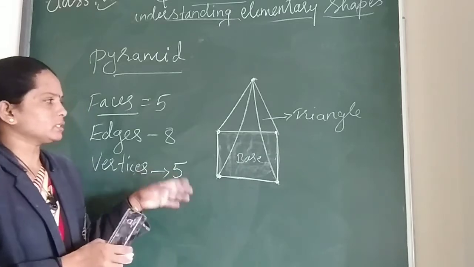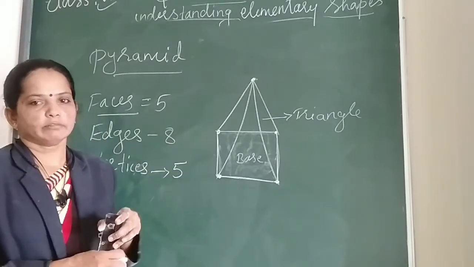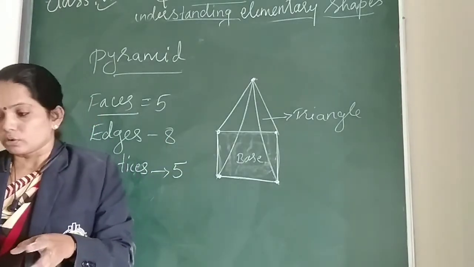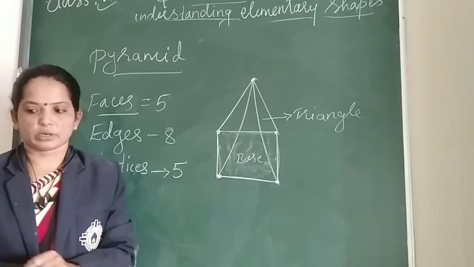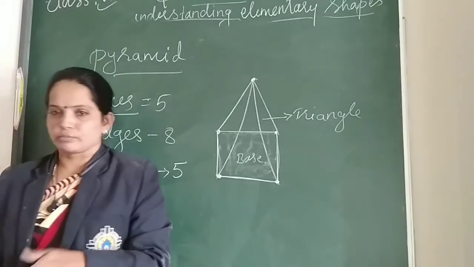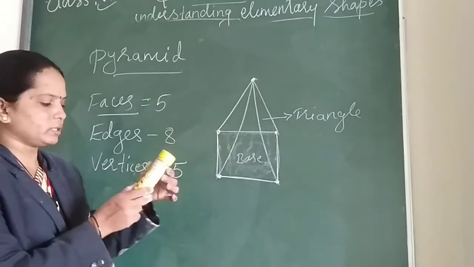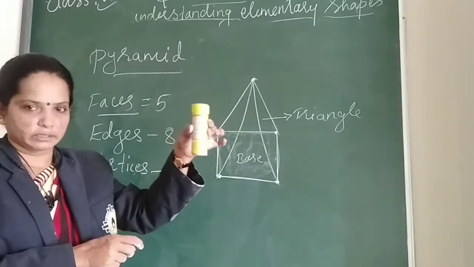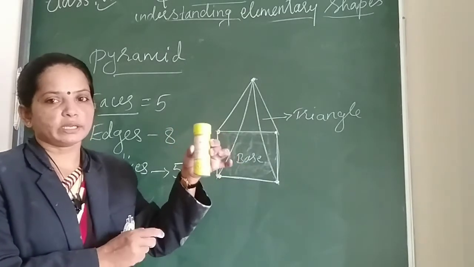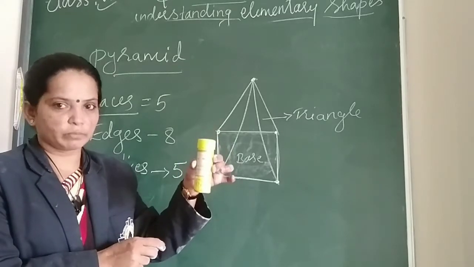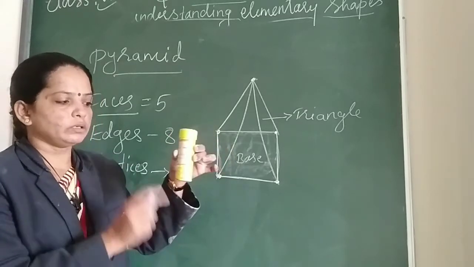So other than this pyramid, we have the cone. So here cone is also a solid shape and then cylinder. If you observe the cylinder, it is your crayon box. It is a cylinder. It is also a 3-dimensional shape. So here it is a solid figure.